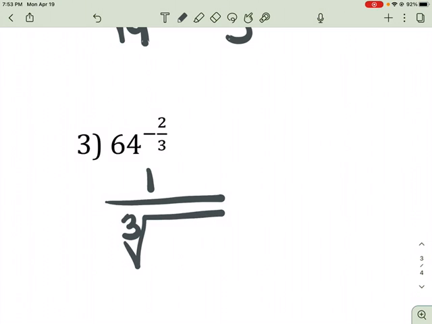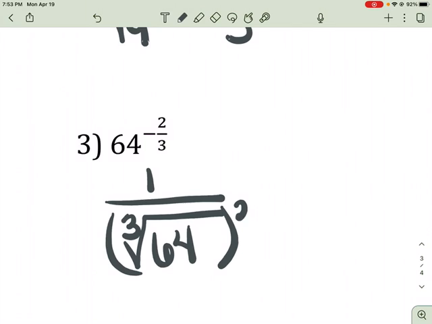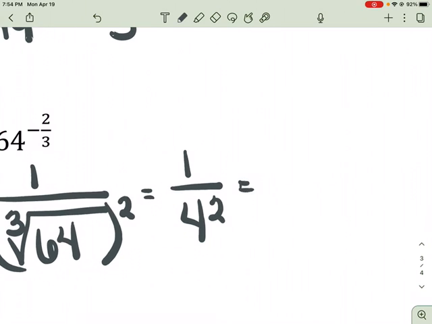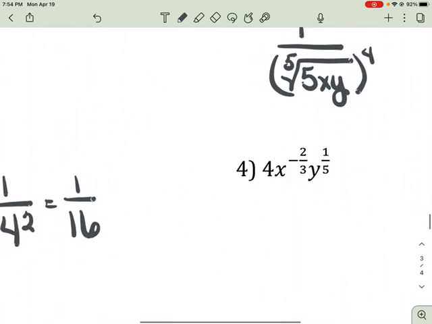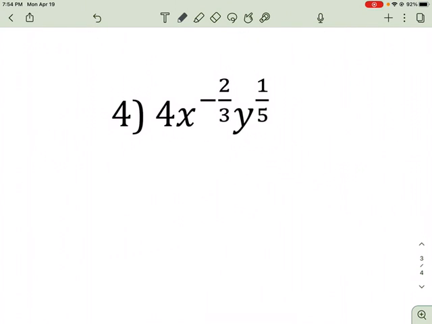1 over the cube root of 64 squared. Okay. Cube root of 64 is 4. So 1 over 4 squared is equal to 1 over 16. So if you can take the cube root or the 4th root or whatever, do it. Okay, let's try this one.